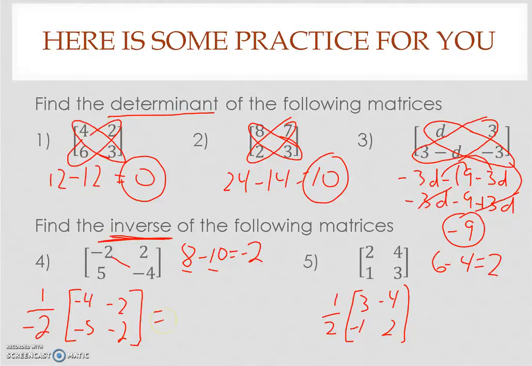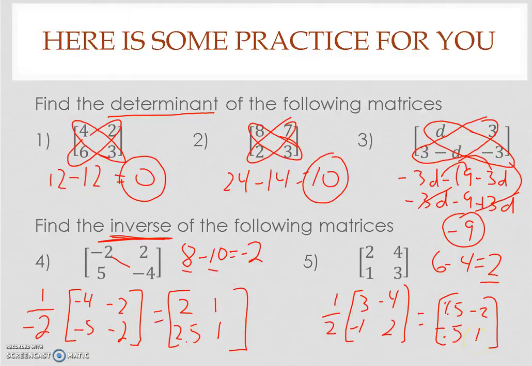And when I multiply this by the new matrix, remember the negative 2 and negative 4 switch places. The 2 becomes a negative 2 and the 5 becomes a negative 5. So what you should have got for number 4 is half of negative 4 is 2, negative half of negative 2 is 1, negative half of 5 is 2.5, and negative half of negative 2 is 1. For number 5, the determinant is 2, so we're going to take 1 over 2 times the new matrix. So half of 3 is 1.5, half of negative 4 is negative 2, half of negative 1 is negative 0.5, and half of 2 is 1.